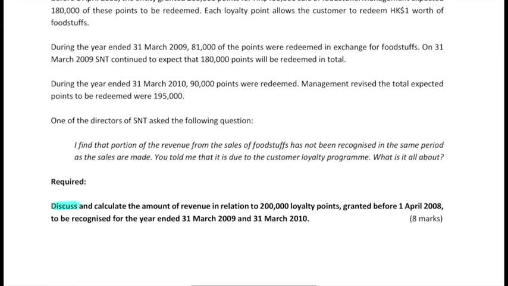We're required to discuss and calculate the amount of revenue in relation to the 200,000 loyalty points granted before 1st April 2008, to be recognized in the years 2009 and 2010. A marks. Discuss and calculate.